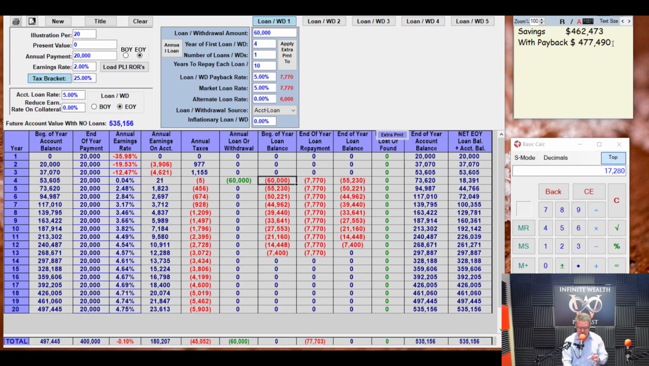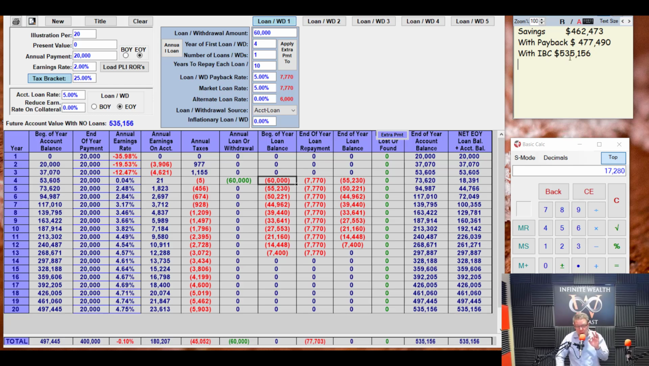Okay, but now how much money do we have now? With IBC, we have $535,156. That's quite a bit more money. Just in the savings account, we had $462,000, but now even just with the payback, we have about $70,000 more.